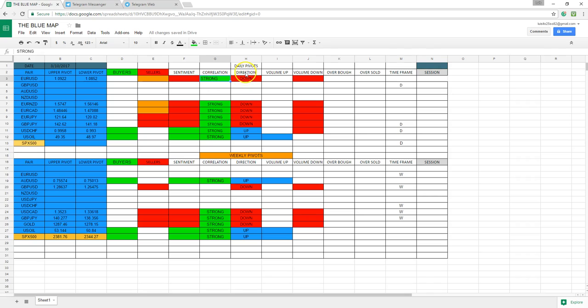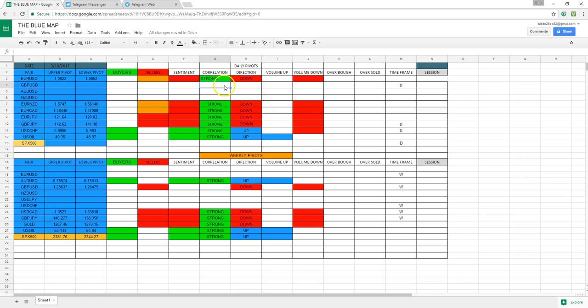Okay, then we have direction, which is the final direction. The move that I'm expecting is to the downside. We have volume up. If I'm expecting the market to go up, it will be blue, like in this example on the US oil. But since I'm expecting a downward move, it says volume to the downside. Okay, these levels are valid for 24 hours only.